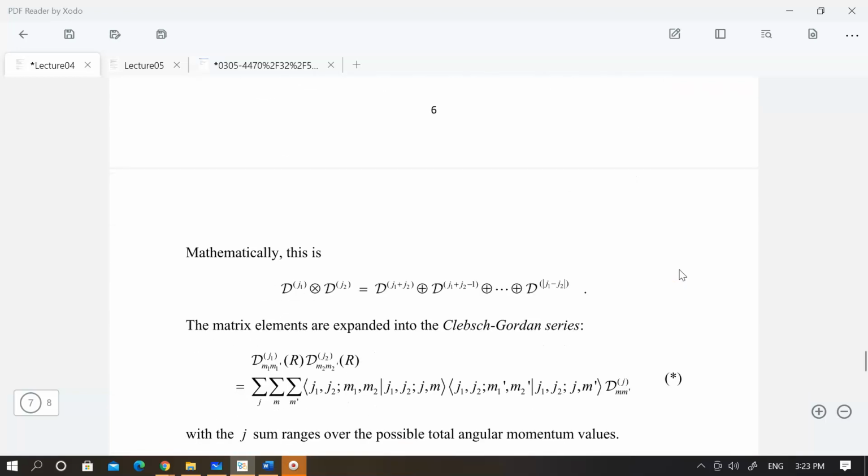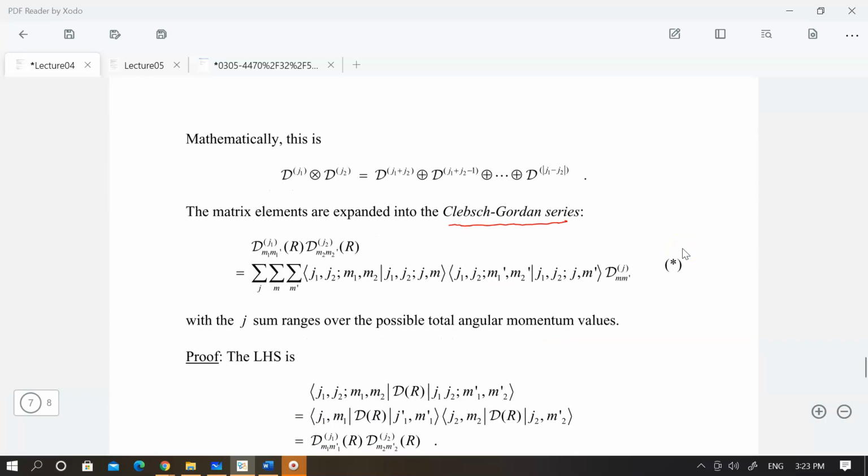So generally, a product of two rotation operators can be expanded in terms of the coupled representation in the following way, and this is said to be forming what we call a Clebsch-Gordan series. And how is this so? Let us write down the matrix elements of this tensor product.